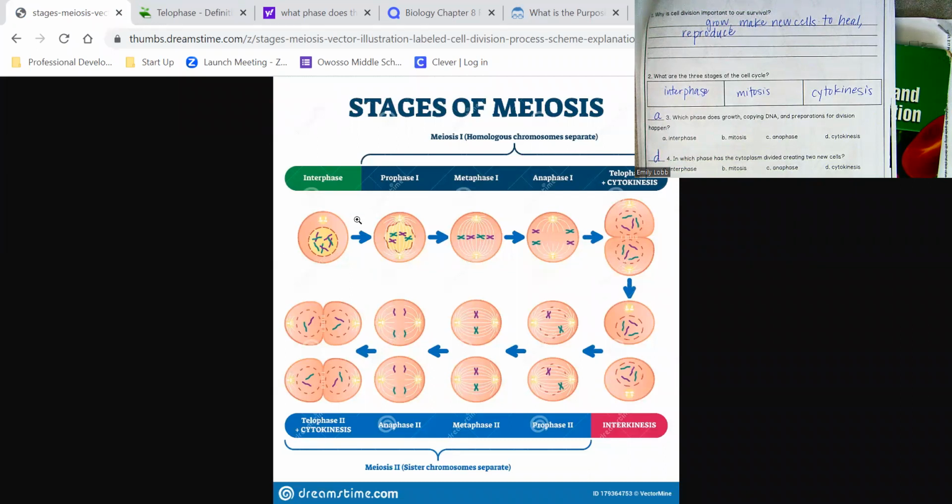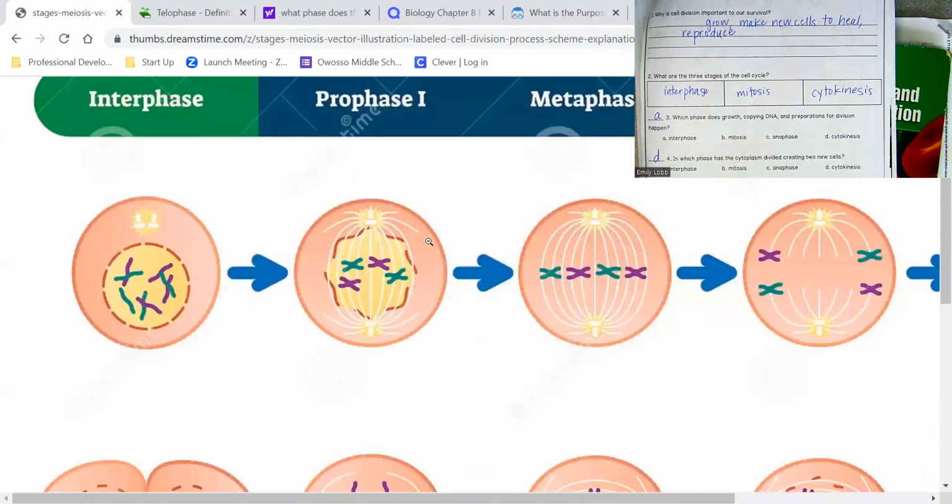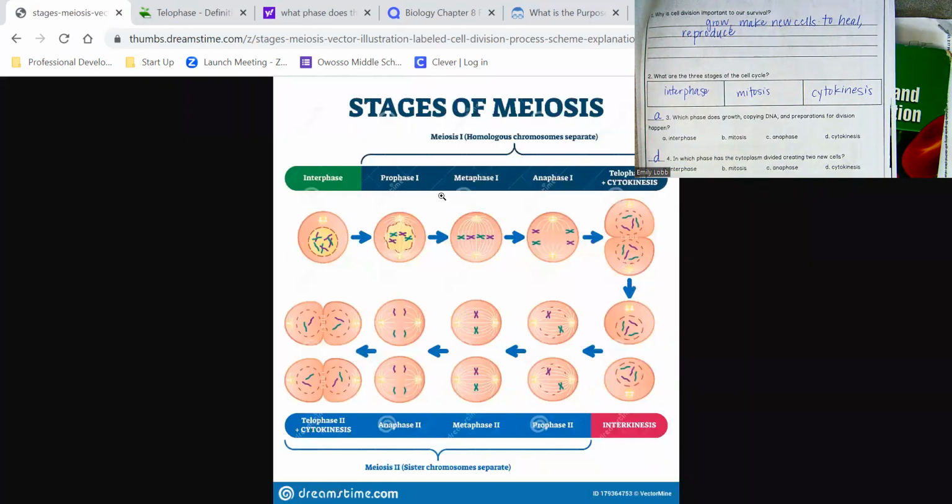See, this is interphase. This is prophase. This is metaphase, anaphase, telophase 1. And then it goes to interkinesis, prophase 2, metaphase 2, anaphase 2, and telophase 2, and cytokinesis. Notice in telophase 1 here, your chromosomes look pretty identical.